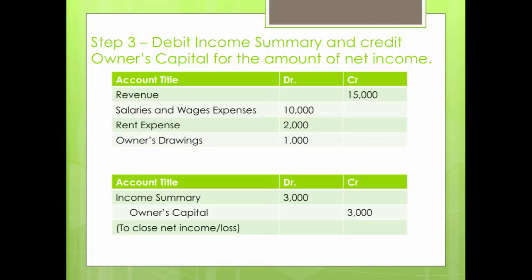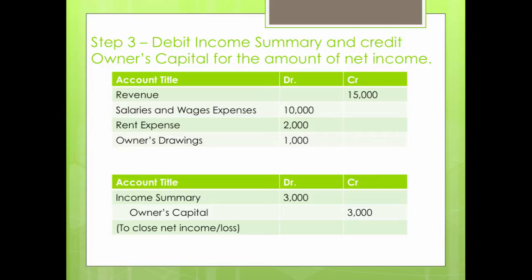So to complete this step, we determine the net income, which we just found out is $3,000 for this case. And then we debit income summary and credit owner's capital for the same amount. So we debit income summary for $3,000 and we credit owner's capital for $3,000. And then we add a description for this transaction, which in this case is to close net income.